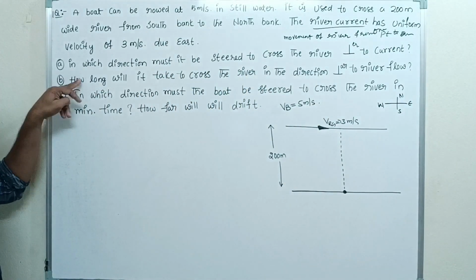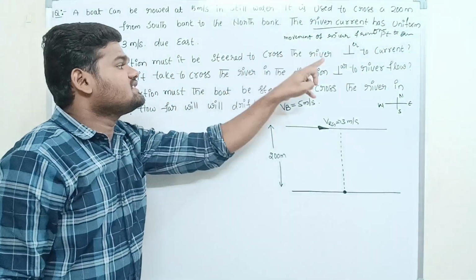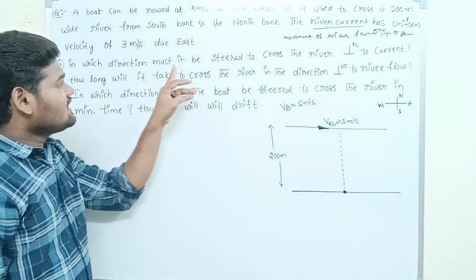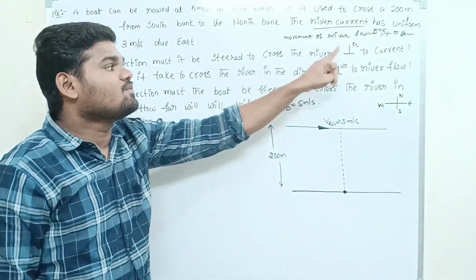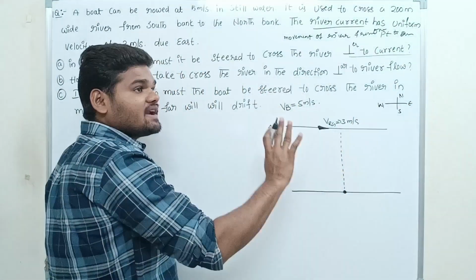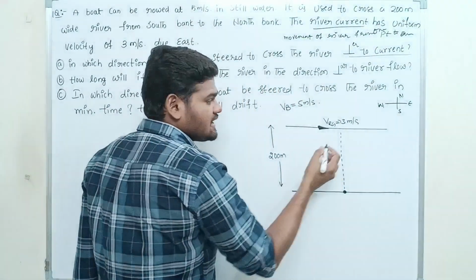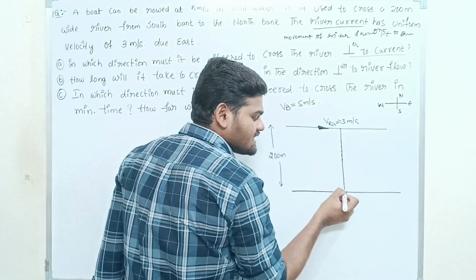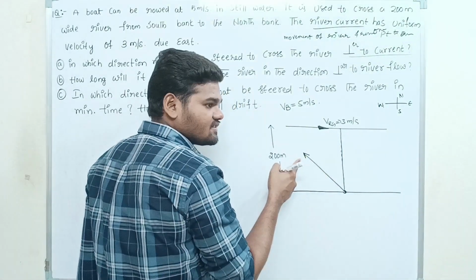So what is the first question they have given? In which direction must it be steered to cross the river perpendicular to the current? That means the boat must be steered to cross the river perpendicular to the current. Have a look. Perpendicular to the current means perpendicular to the flow of the river. In this direction the river is flowing. So perpendicular to it means this is the perpendicular line. In which direction does the boat have to move? Let us consider this is the direction of the boat.